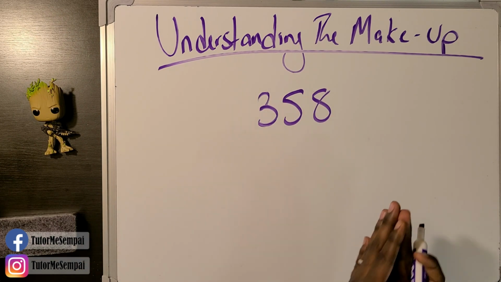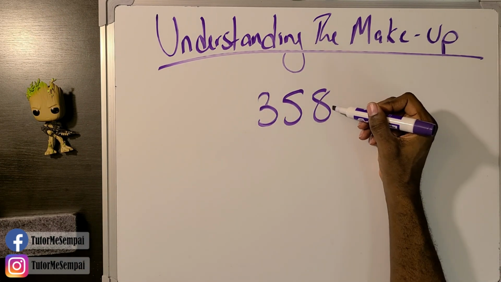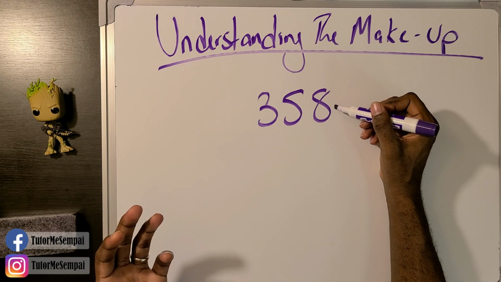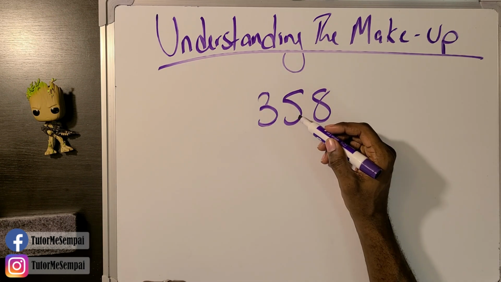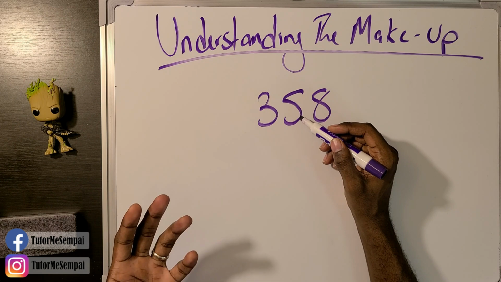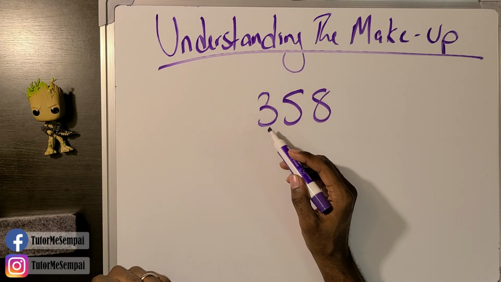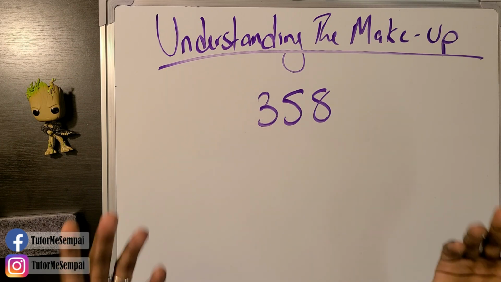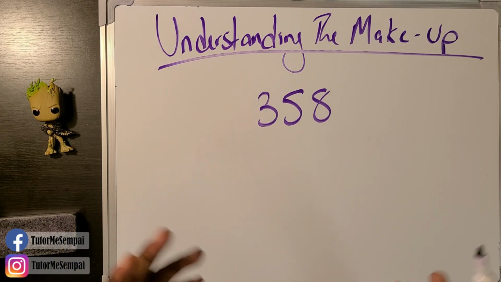We have 358. Now we talked about 8. This is how many ones we have, right? We talked about this 5 here. This represents how many tens we have. Can you guess what this 3 represents? How many what? Hundreds. This is going to be how many hundreds we have.